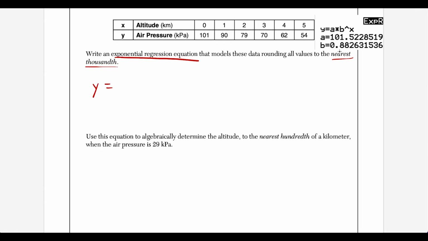We have y equals, and notice our coefficient a, we can just round to the nearest thousandth place. It's going to be 101.523. So we have 101.523. And now we have our term b here, that's the base of our exponential, to the nearest thousandth is going to be 0.883. So we have 0.883, and now we just tack on our variable here. This is raised to the x power.